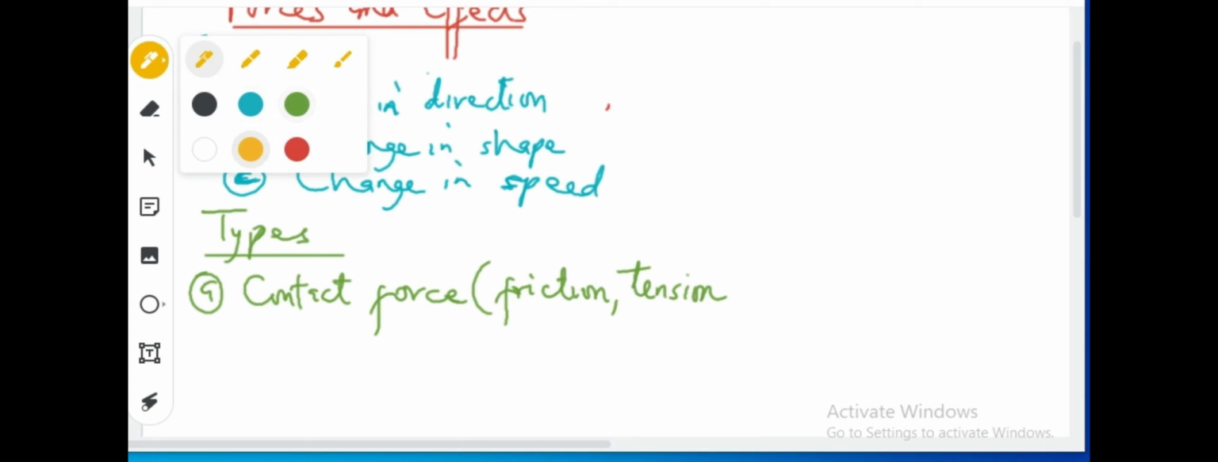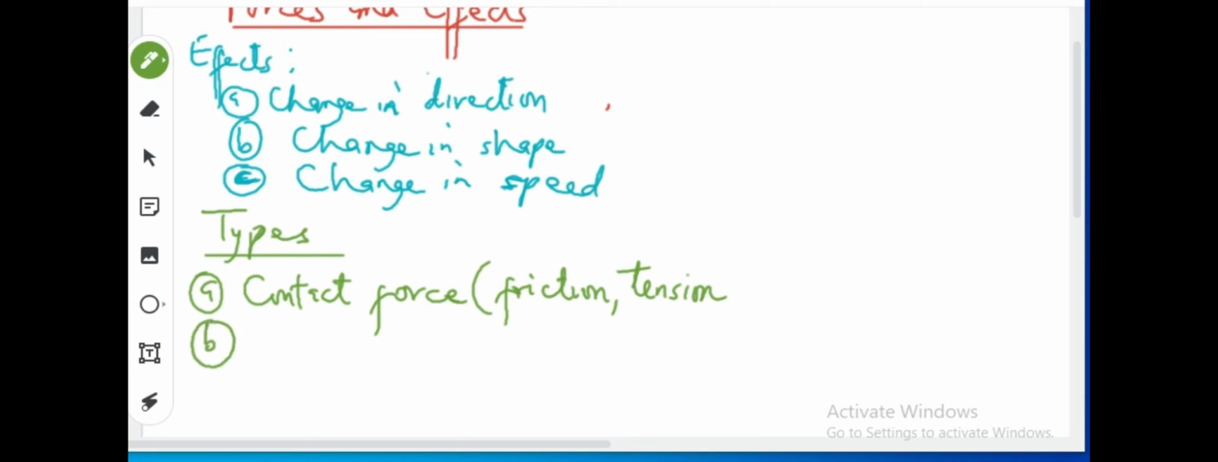Then you have non-contact force. As the name implies, you don't need contact. What's another name for non-contact force? We call them field force. Non-contact force or field force. Examples?